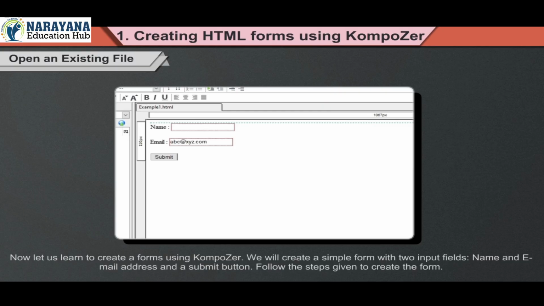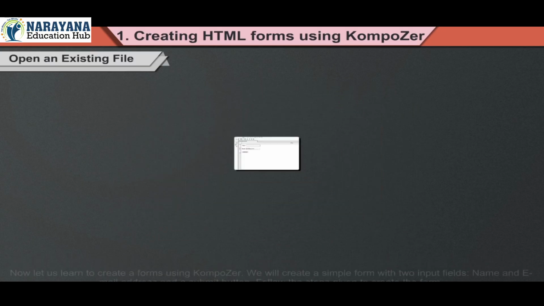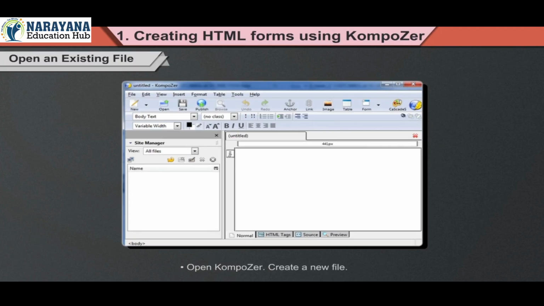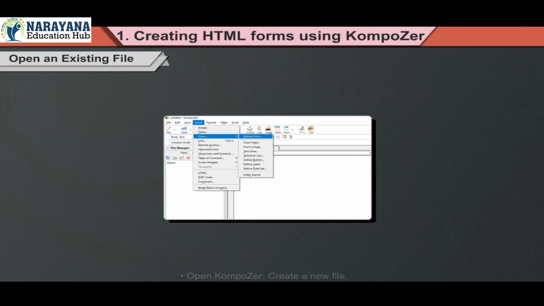Now let us learn to create a form using KompoZer. We will create a simple form with two input fields, name and email address, and a submit button. Follow the steps given to create the form. Open KompoZer, create a new file.